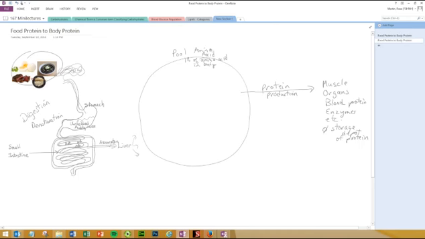Now, if we think about this again as the whole body, these are the body proteins. So we had food proteins. Now we have these body proteins. And again, these are all functional proteins. We can also break down those proteins. The body is constantly being broken down and rebuilt. So we're going to have the breakdown of body proteins.